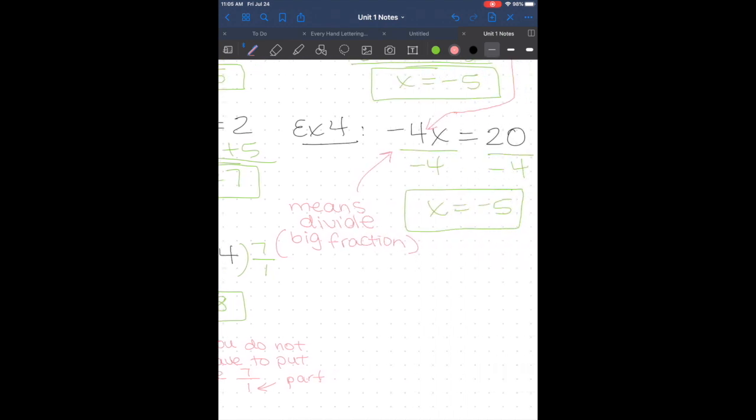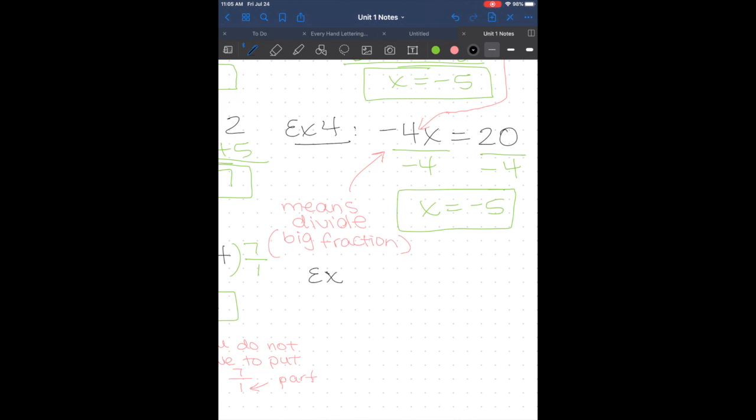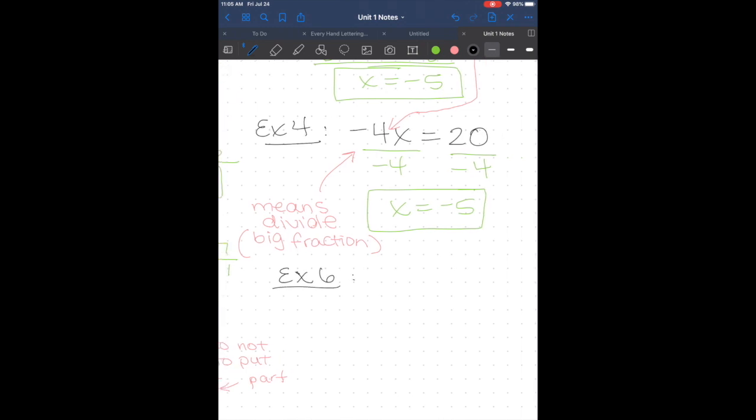For example 6, we have x divided by 3 equals 2. So this is another way to write divided by. So the opposite would be to multiply by 3 on both sides, giving us x equals 6.